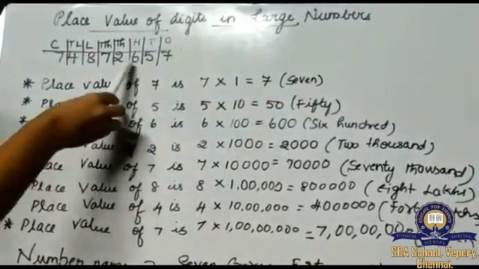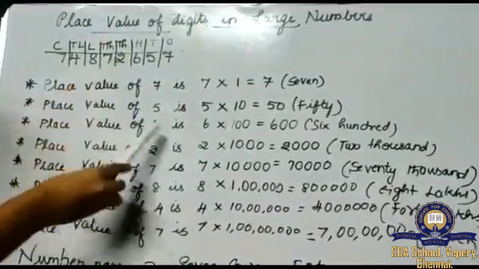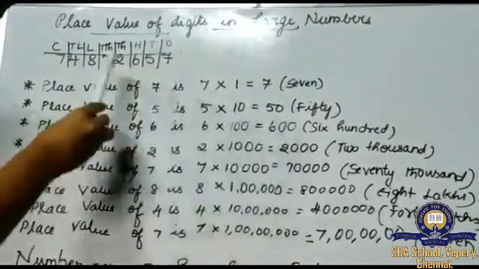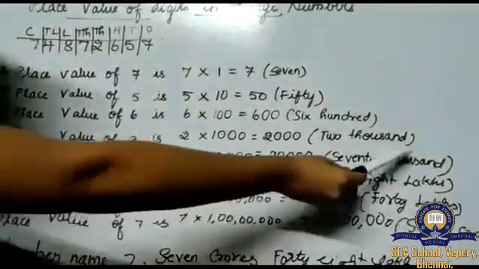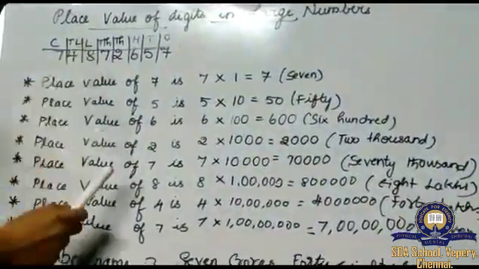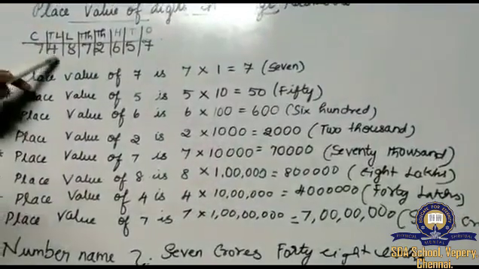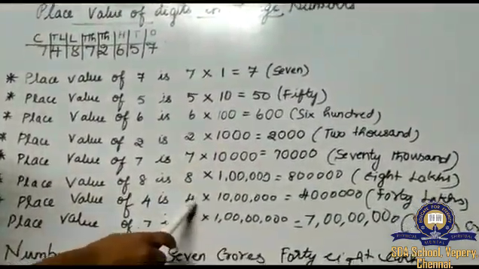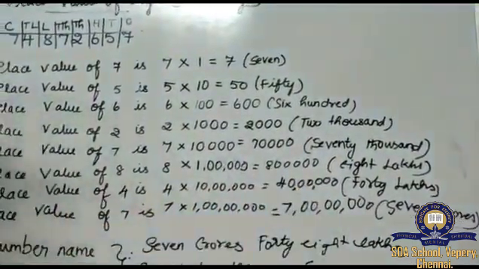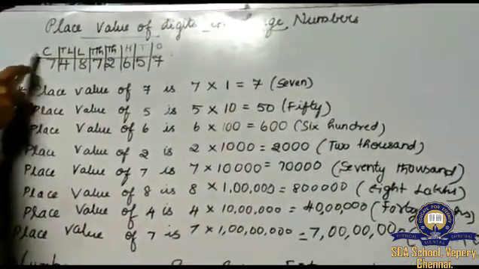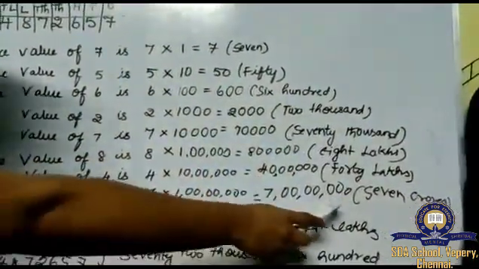Similarly, place value of 6 is what? Since 6 is in hundreds place, you're going to multiply 6 by 100, which is 600. 2 is in thousands place, and you're going to multiply 2 with 1000, you'll be getting 2000. And 7 is in 10,000s place, you're going to multiply 7 by 10,000 and you'll be getting it as 70,000. And 8 is in lakhs, you'll be writing it as 8 multiplied by 1 lakh, you'll be getting 8 lakhs. And 4 is in 10 lakhs place, you will be multiplying 4 with 10 lakhs, which is 40 lakhs. And since the last number 7 is in crores, you're going to multiply 7 with 1 crore, you will be writing it as 7 crores.